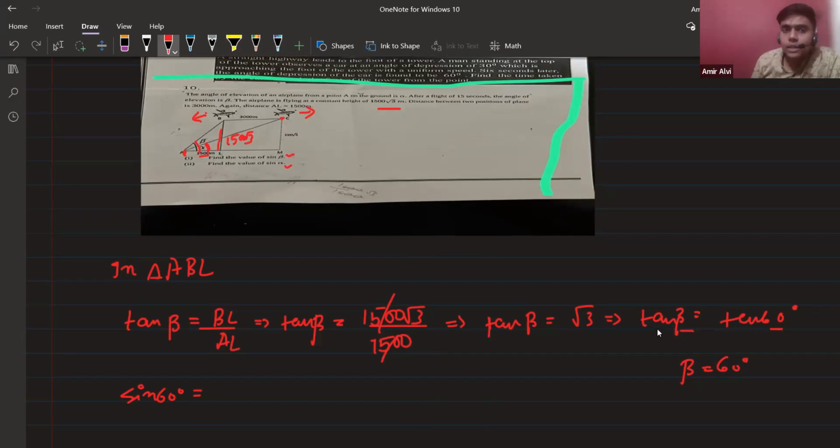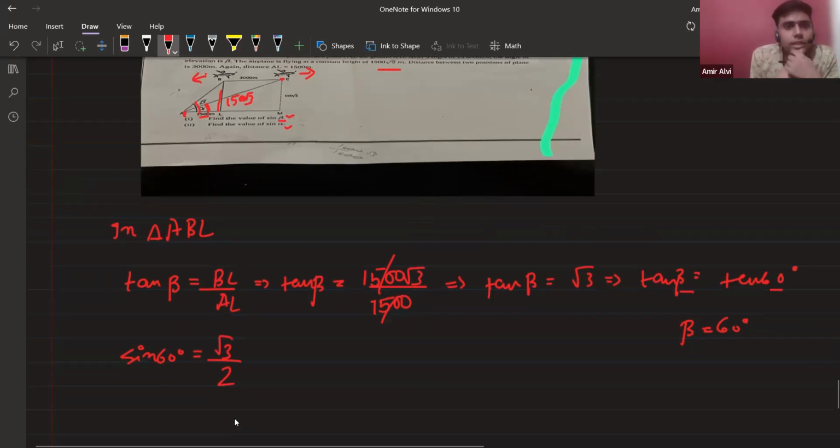Beta is 60, na? You need to find out the value of root 3 by 2. It's this. Yes, Karishma. Is it correct? Root 3 by 2? Just a second. 1500 root 3. It's there. Fine.